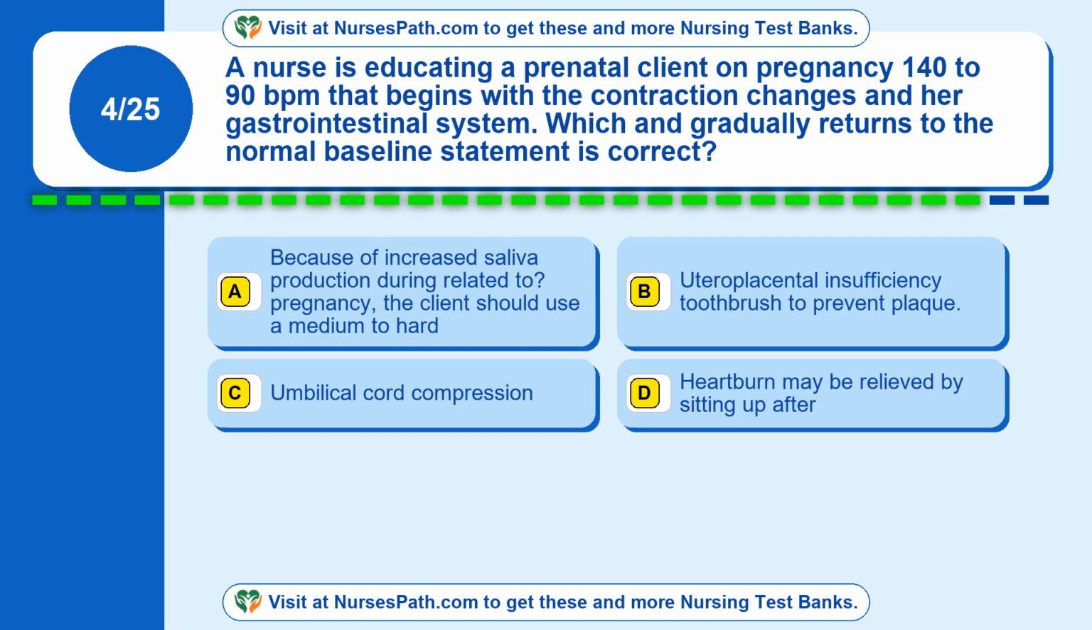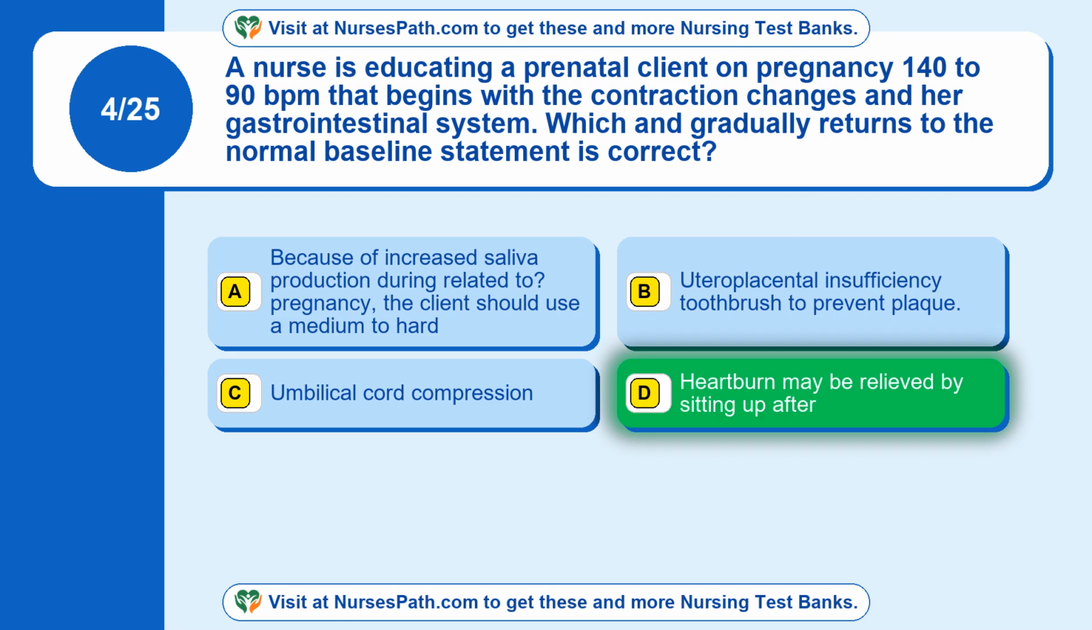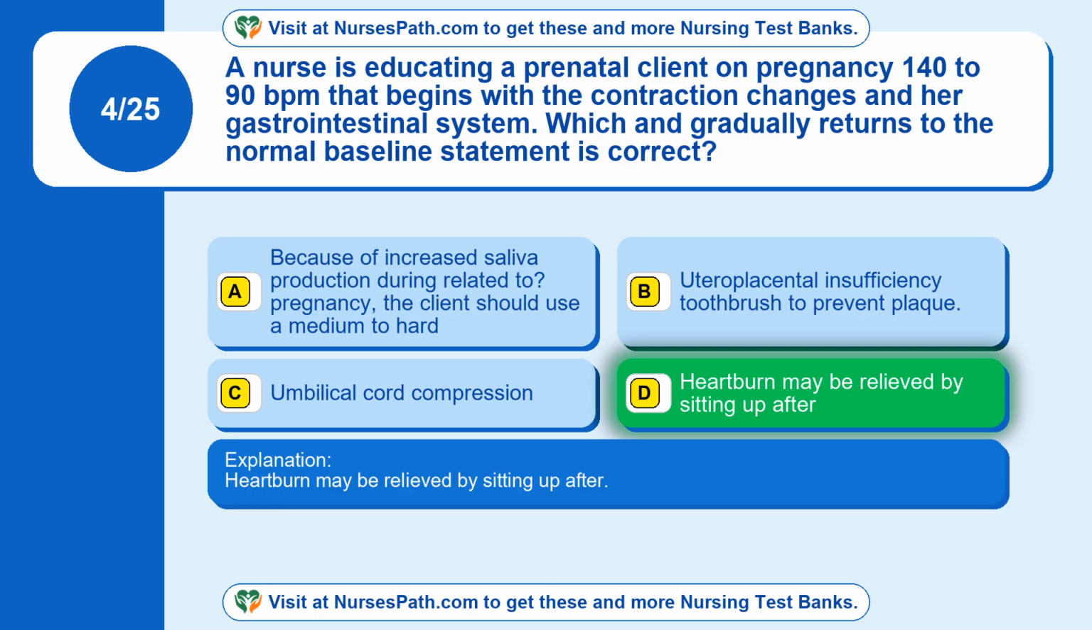Question 4. A nurse is educating a prenatal client on pregnancy changes and her gastrointestinal system. Which statement is correct? Option A. Because of increased saliva production related to pregnancy, the client should use a medium to hard toothbrush to prevent plaque. Option D. Heartburn may be relieved by sitting up after eating. The correct answer is option D. Heartburn may be relieved by sitting up after eating.